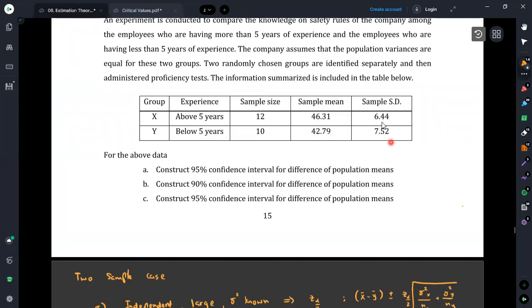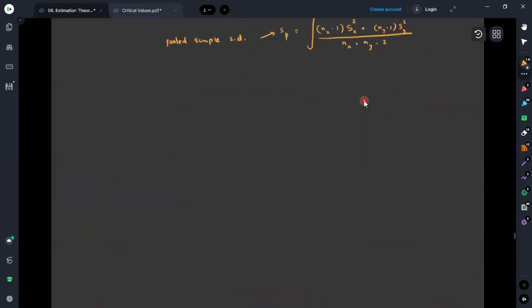Apart from this information, they say that we have to assume that the population variances are equal for these two groups. Since it asks us to assume that the population variances are equal, we can use the concept of the pooled sample standard deviation.